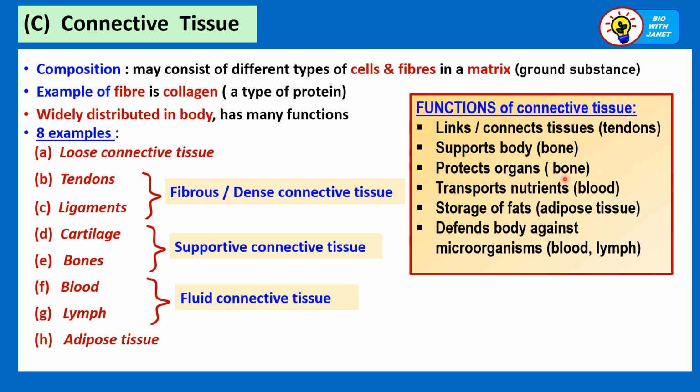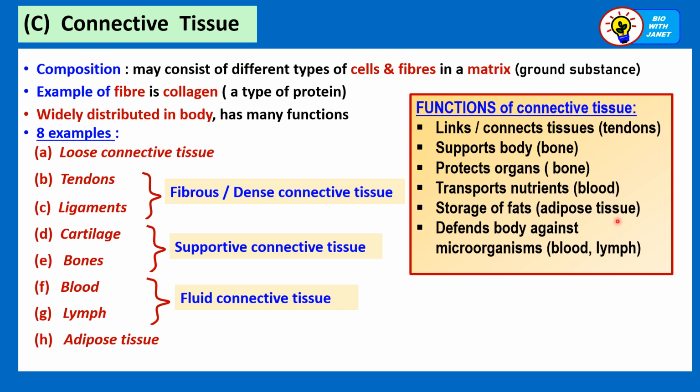For example, the skull in the head protects the brain, right? And the rib cage protects the heart and lungs. Now, fourthly, transport nutrients. So this is the function of blood. For example, blood transports glucose and also transports oxygen to the body cells.